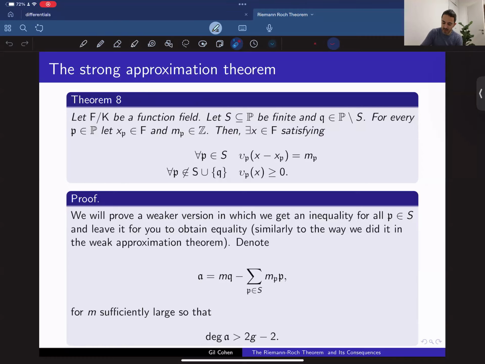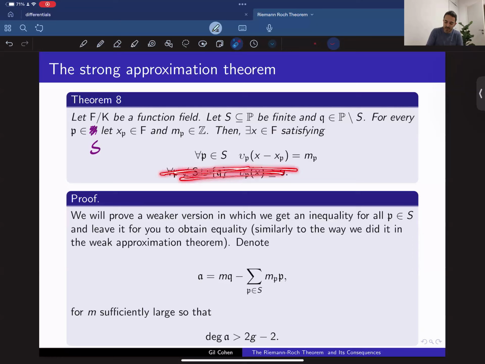And let's say that you, I think there is a little typo here. So this should be S. Sorry about that. So for every prime divisor in your set, let xp be any function that you want, and mp is a number. You should think of it as how close do I want to be to that function with respect to that prime divisor. Then the strong approximation theorem tells you that there exists some function x, such that, as in the weak approximation theorem, for every p in S, the x that we found, that is guaranteed to exist, is mp close to xp with respect to vp.